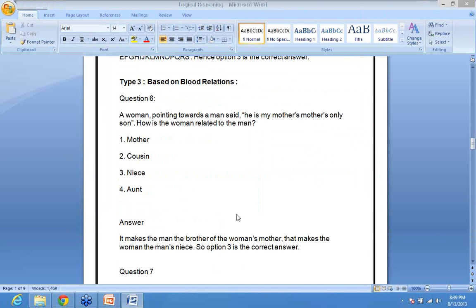Those who have got it wrong, the question says, a woman pointing towards a man said, he is my mother's mother's only son. So in these type of questions, what you have to do is take your own family into consideration. Then it will be very easy for you to link and find the correct answer. I don't think it needs any further explanation. So just try a couple of more questions on this.